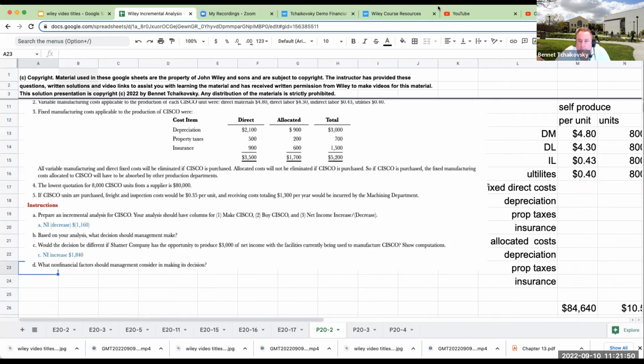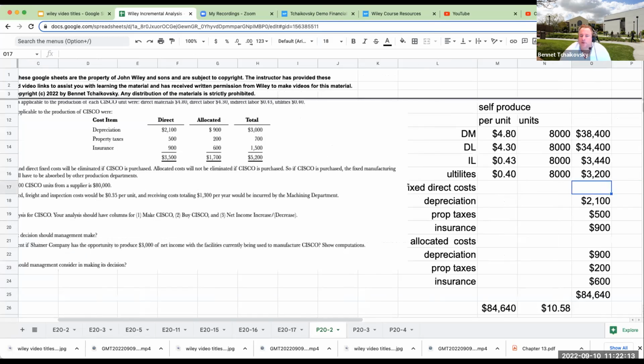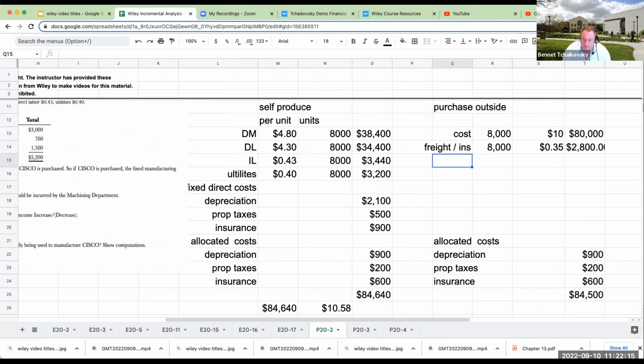So just give me a moment. Sorry, guys, I just started reading this a little bit more carefully, which I should have been doing before. If the units are purchased, freight and inspection would be 35 cents per unit. We got that part, but we missed this one. And receiving costs would be 1,300 per year. So my receiving is at 1,300.